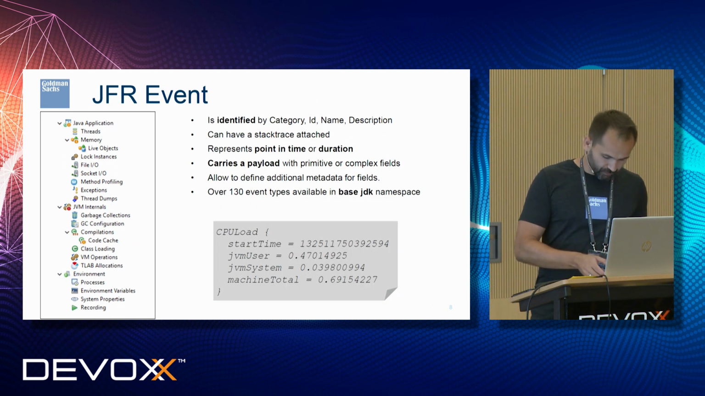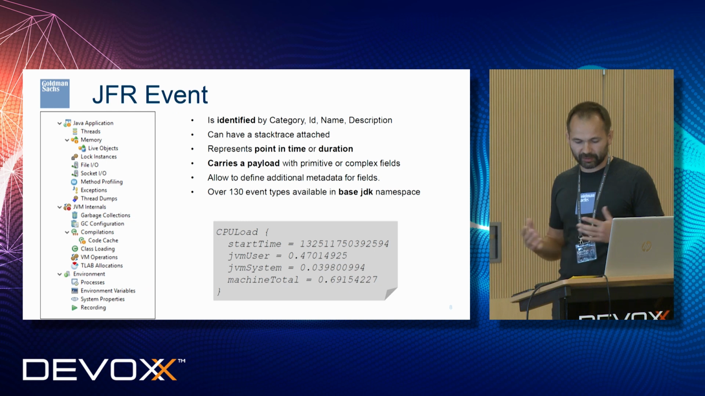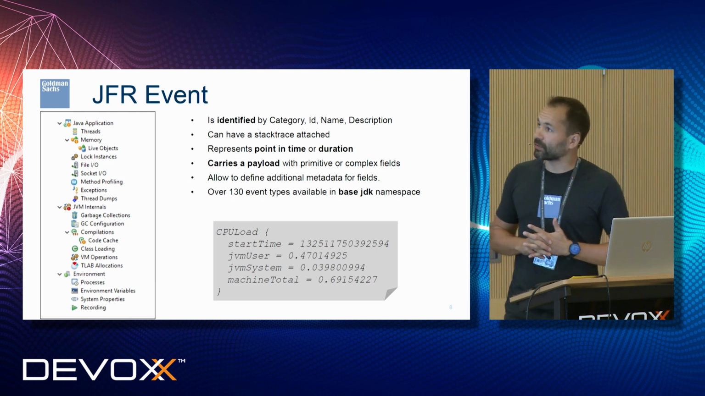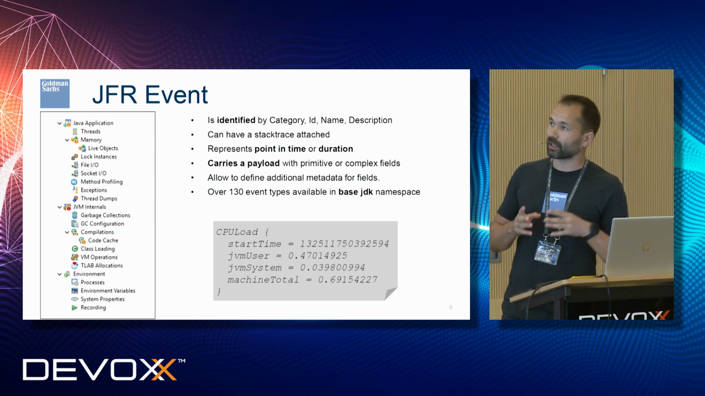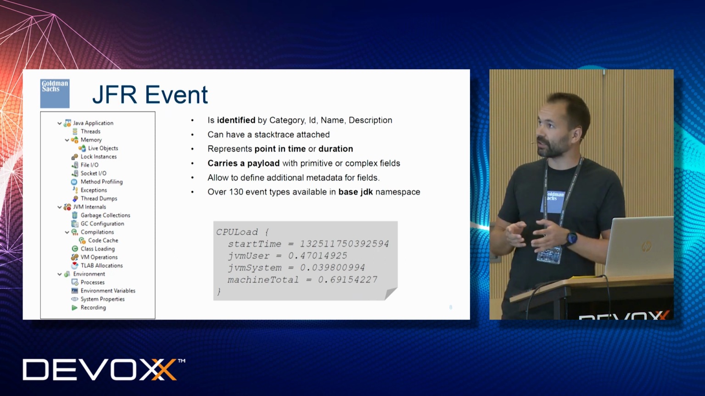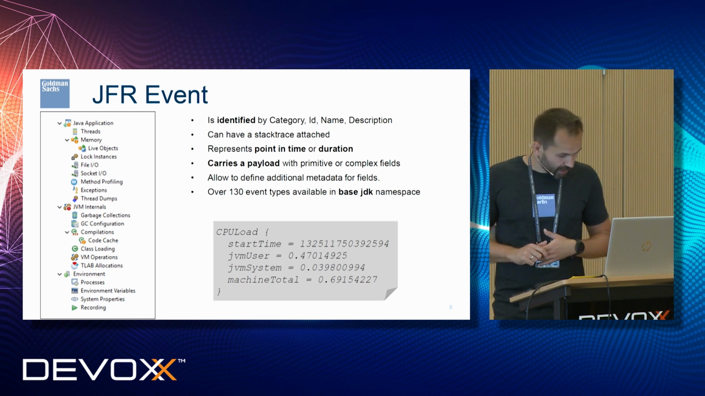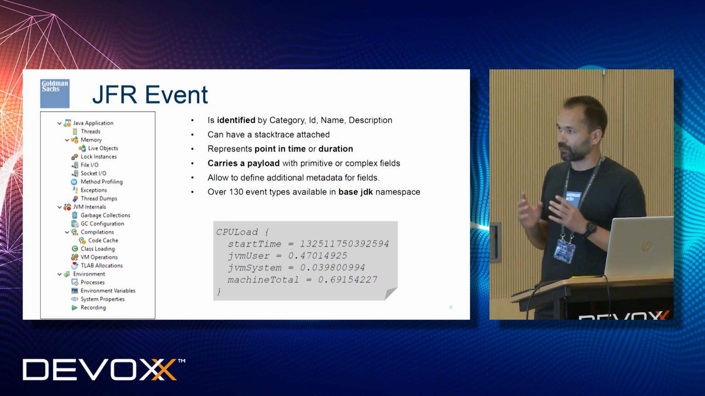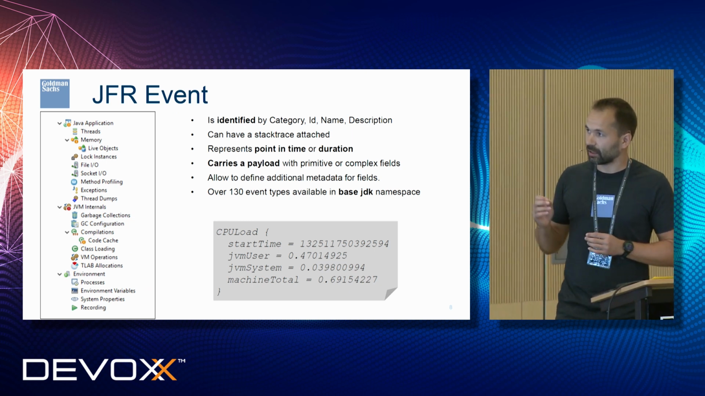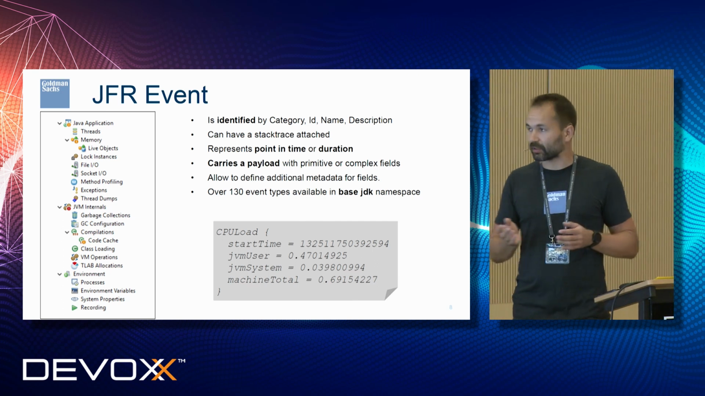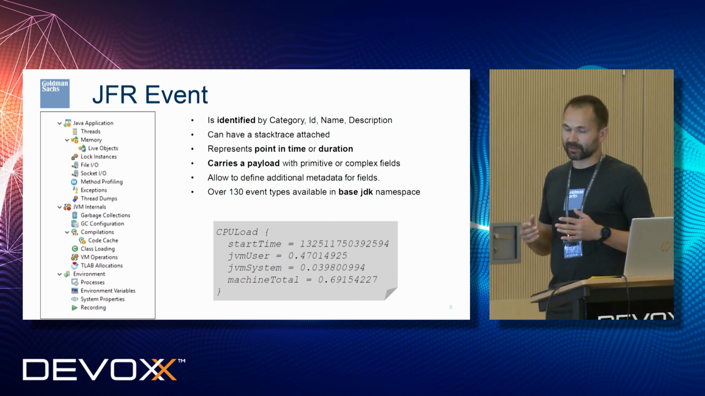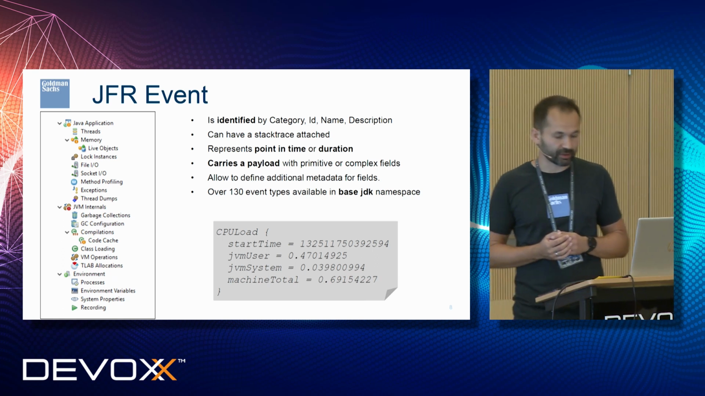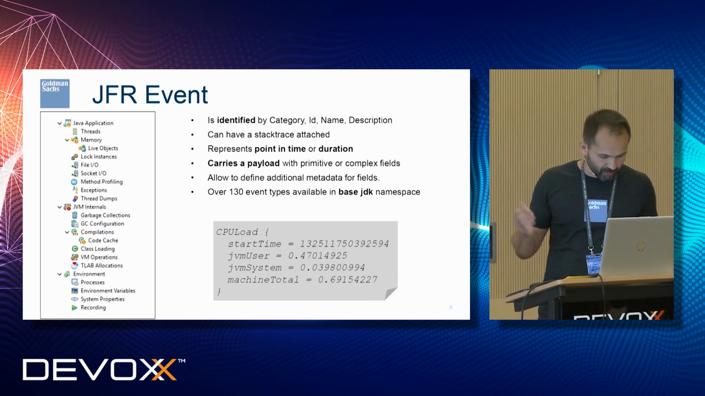And recording, as I mentioned before, is going to be a sequence of such events. And how is an event defined? Each event will have its category. It will have an ID, name, and description. You can see, for example, this is a very simple event that occurs at a certain moment in time and carries a payload with basic information about CPU utilization on the host that is running the application.